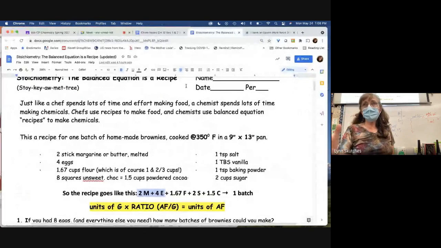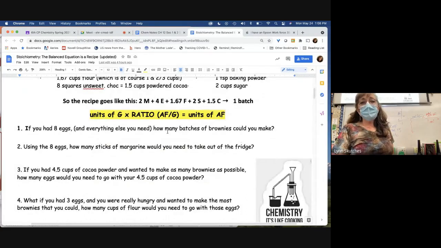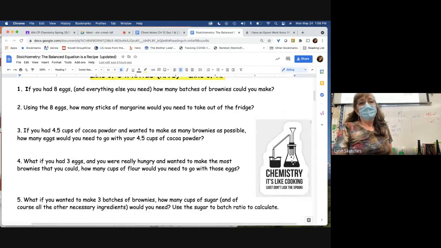So again, we got this recipe for making brownies, 2 margarines with 4 eggs, 1.67 flours, 2 sugars, and then I added on 1.5 cups of cocoa powder. If you had 8 eggs, you guys can all read the recipe and figure it out, but we set it up with asked for over given, right? What's the asked for? So this is our abbreviation, 2 M's plus 4 E's, etc. And did we do 1, 2, and 3? Yes? Okay, so let's go to number 4.